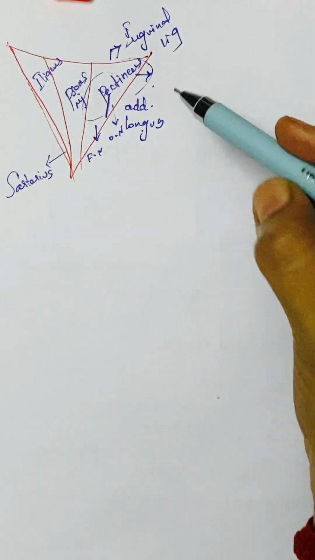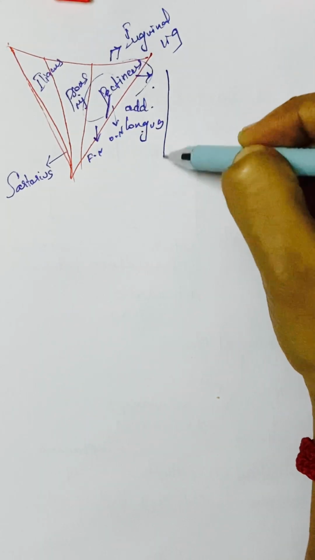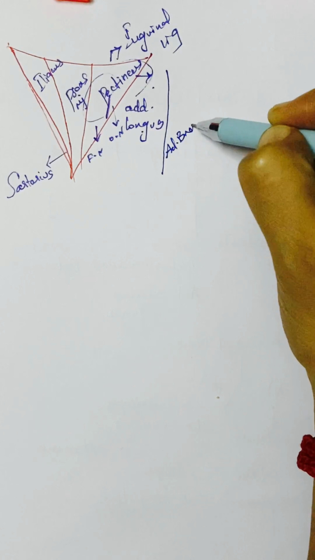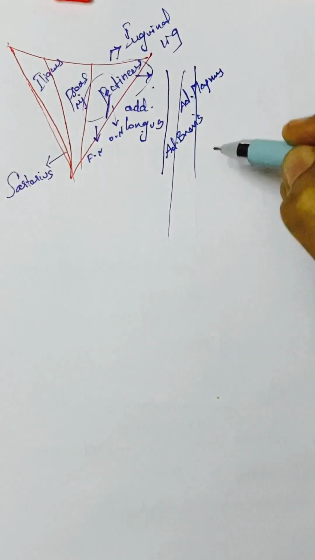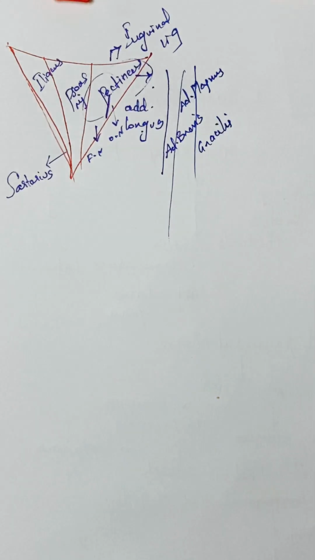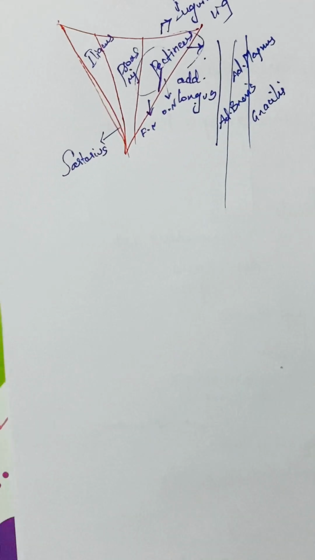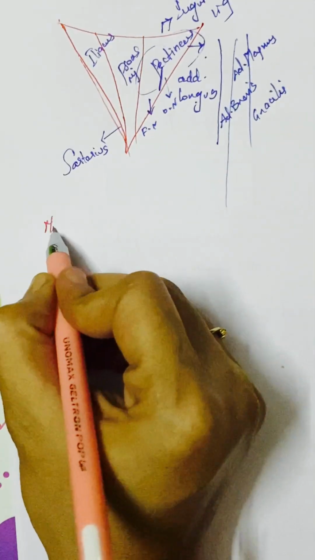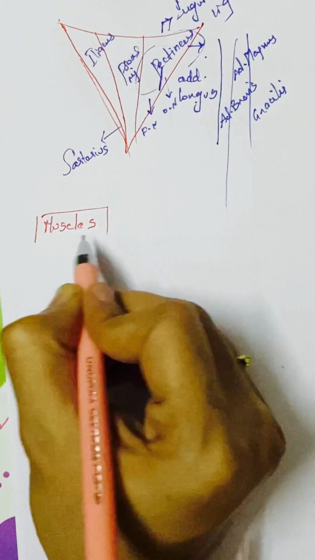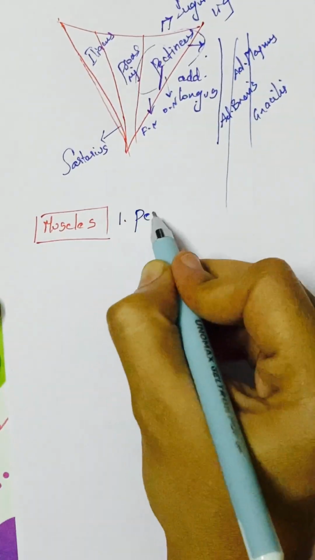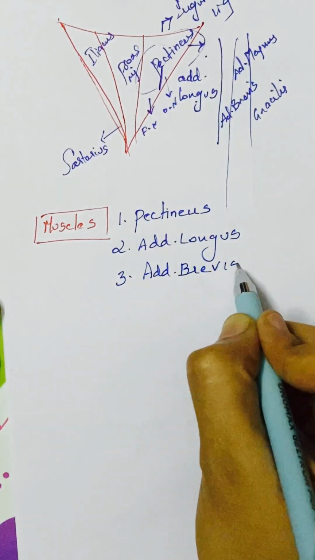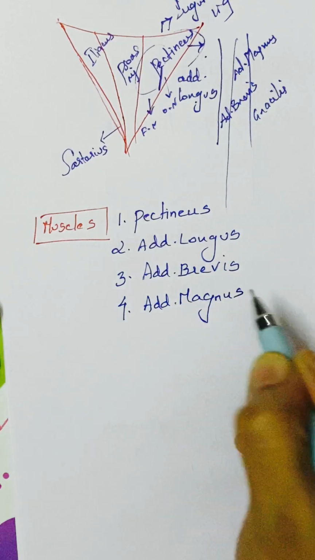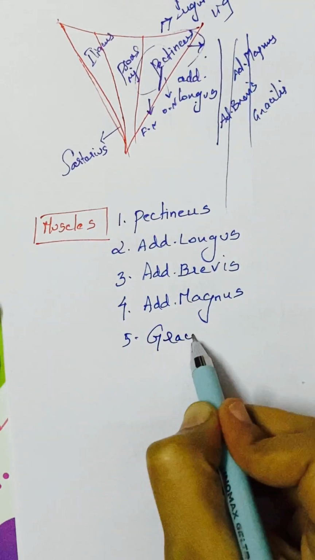Hence pectineus is a composite or hybrid muscle. What other muscles are present in the medial compartment? They are, along with pectineus, adductor longus, adductor brevis, adductor magnus, and one of the gyro muscles, gracilis. So the muscles present in the medial compartment of the thigh are: first pectineus, adductor longus, adductor brevis, adductor magnus, gracilis.